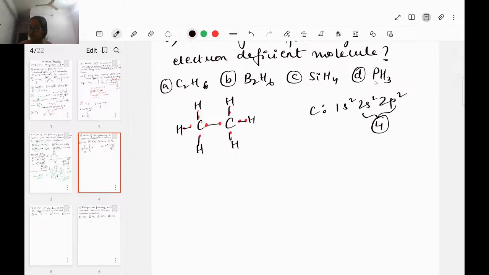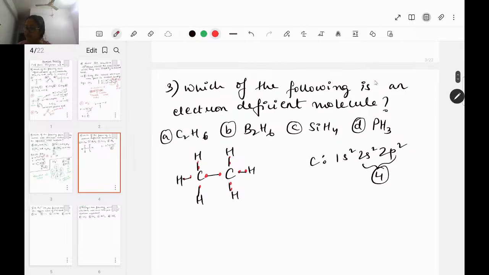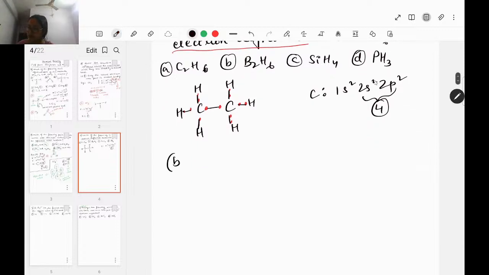We can clearly see that this is not an electron deficient molecule. What is an electron deficient molecule? It is a molecule which has less number of electrons. Deficient means less. So carbon is fully satiated, and hydrogen is also fully satiated because everybody has its octet. Let us move on to the next option, which is B2H6. But before moving on to B2H6, let me do the other structures quickly.